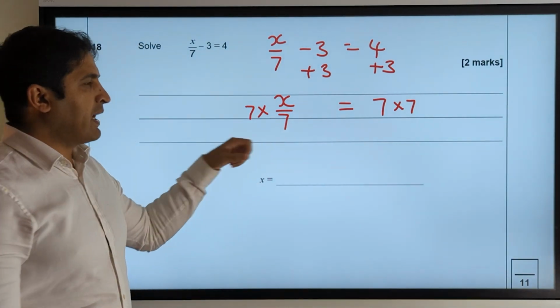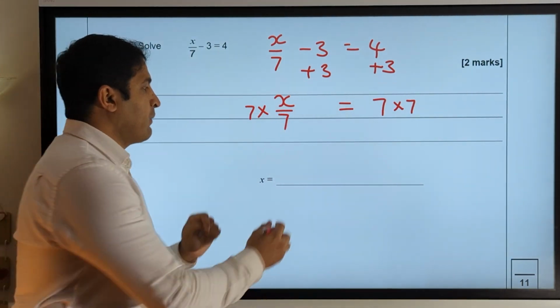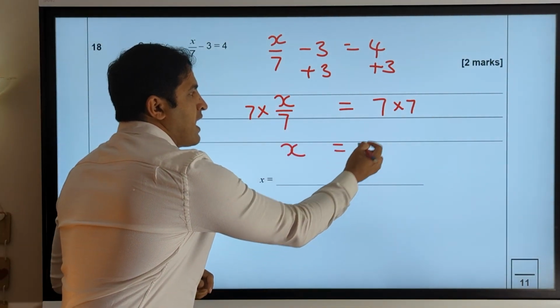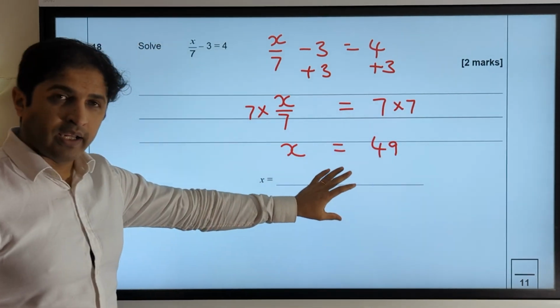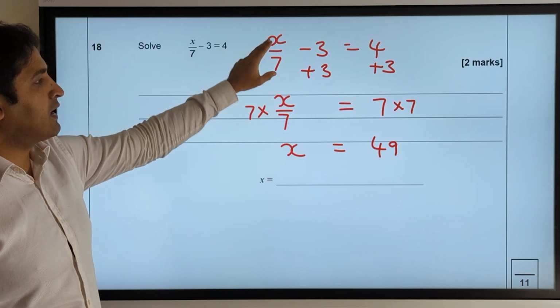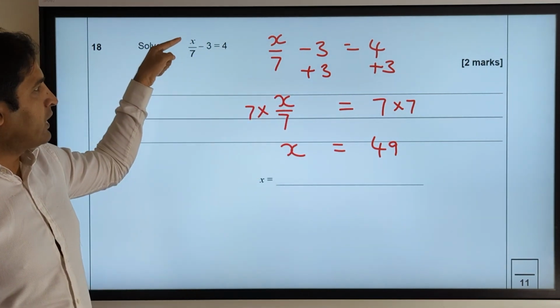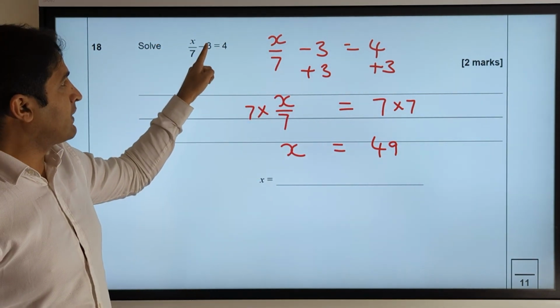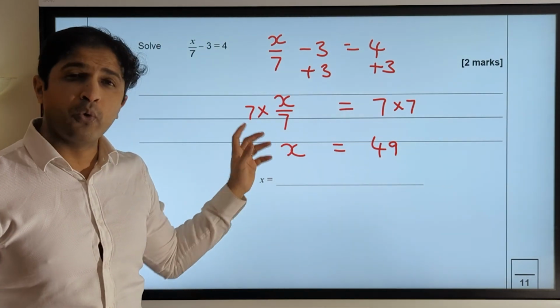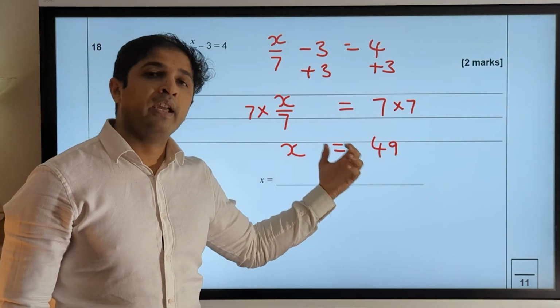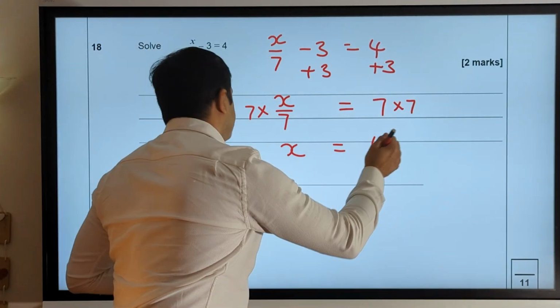So 7 divided by 7 is 1, so you get 1x left over. And 7 times 7 gives you 49. And it would work. Okay, you can check that by putting 49 back in here. 49 divided by 7 is 7. 7 take away 3 is 4, which is what we have on the right hand side. So you can always check whether you get the right answer when you're solving equations.